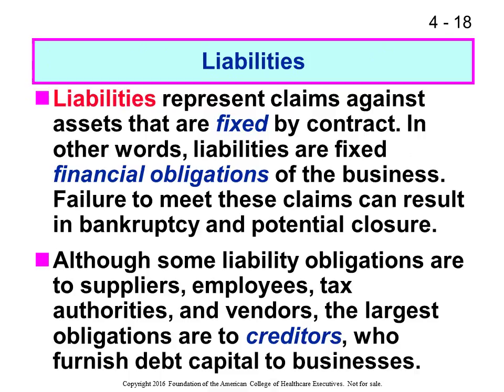Okay, so let's look at slide 18, liabilities. Liabilities are pretty much any kind of claim against your facility. Any kind of claim. When you fail to meet your liabilities, this is how bankruptcy and potential closures occur for your facility. So you have to understand that liabilities are obligations that have to be paid, whether it's going to employees, tax authorities, or vendors. But your largest obligations are the ones to the creditors. And these are the individuals that help furnish the debt capital to the business.